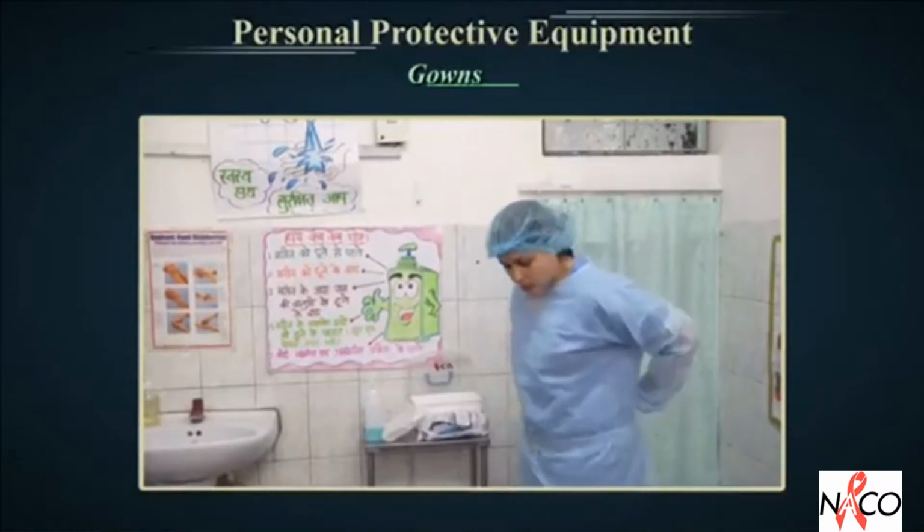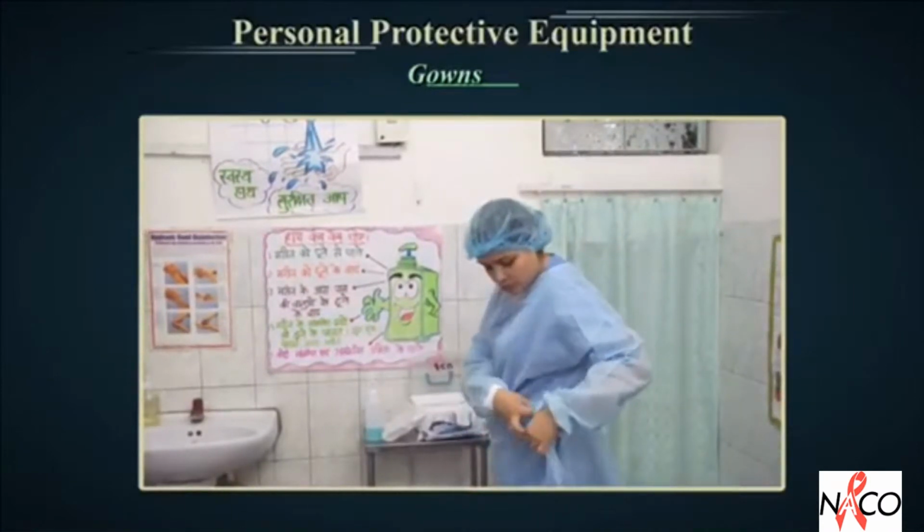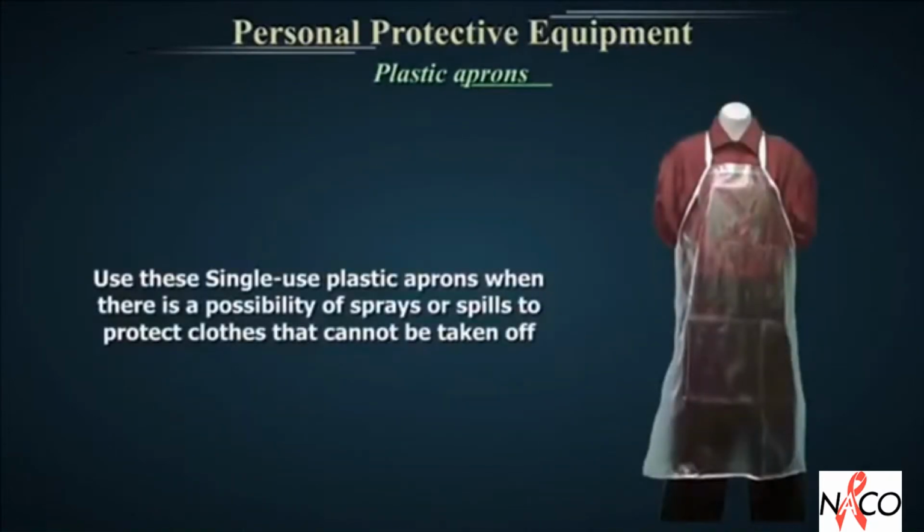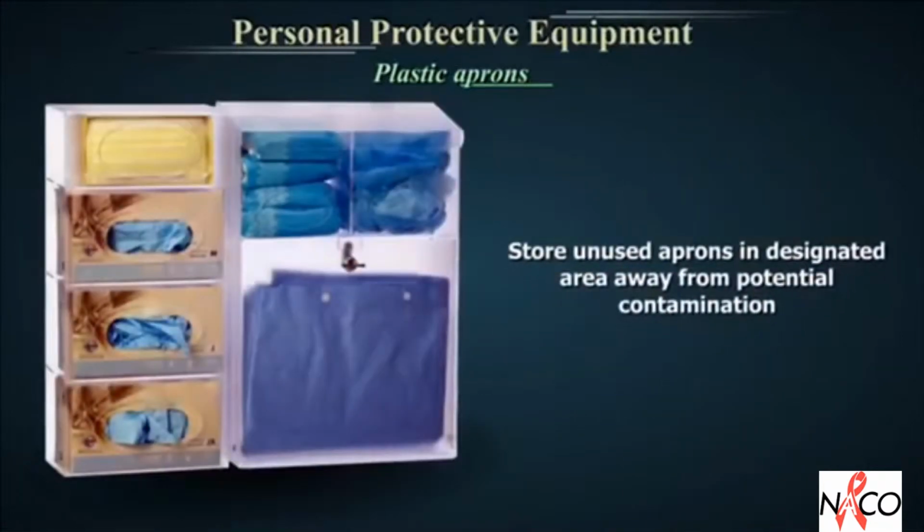This will ensure that clothing and exposed upper body areas are protected. Plastic aprons. Use these single-use plastic aprons when there is a possibility of sprays or spills to protect clothes that cannot be taken off. Store unused aprons in a designated area away from potential contamination.